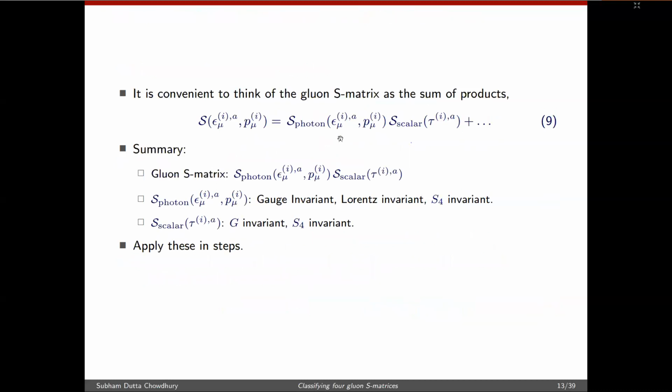So what I meant to say is that I will take just purely a photon amplitude and multiply it with a color structure, where the photon amplitude is really that of a single photon. There is no color structure that you need to worry about there.